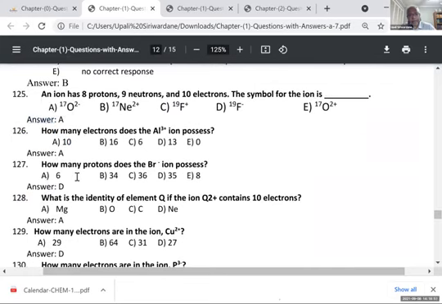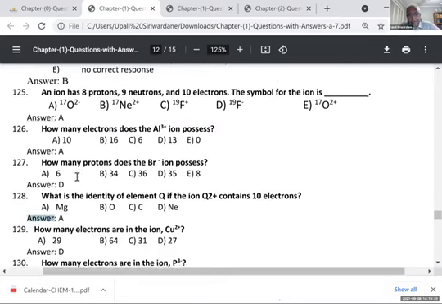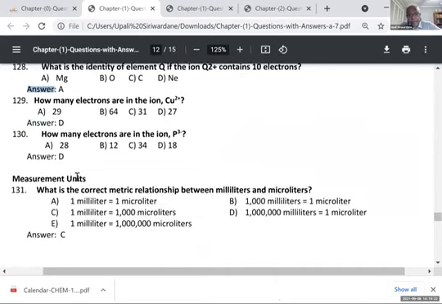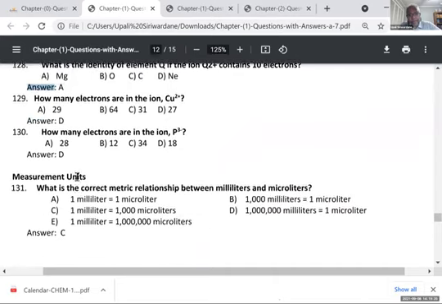So in these problems, how many electrons are in an ion of copper 2+? Copper is 29. So you have 27. 29 minus 2 is 27.